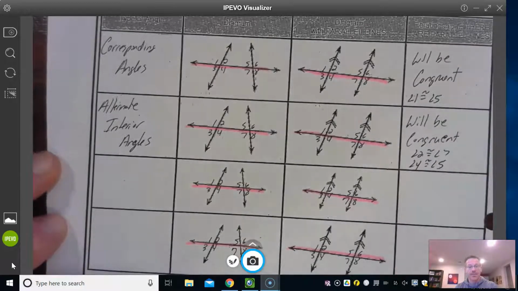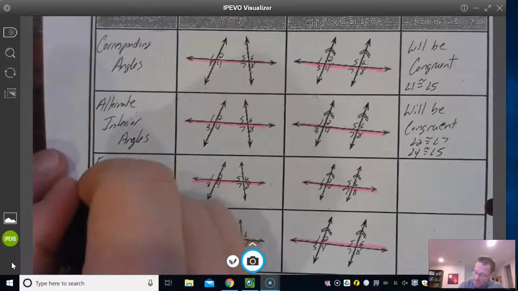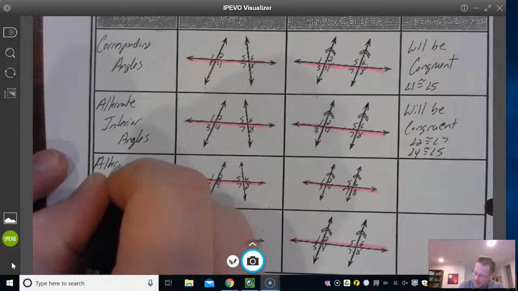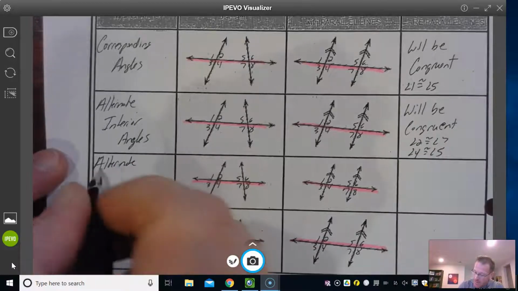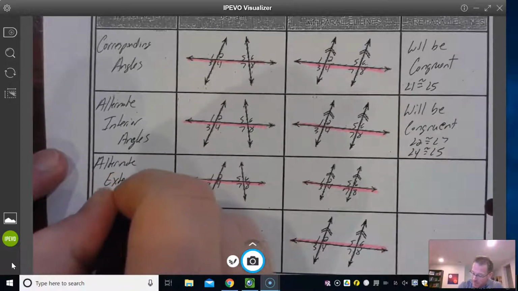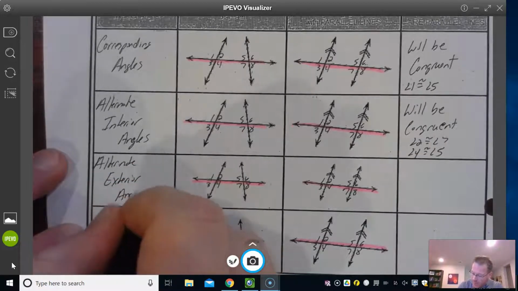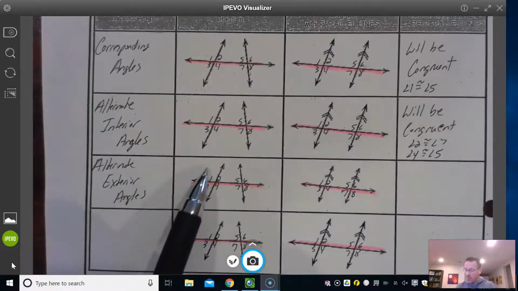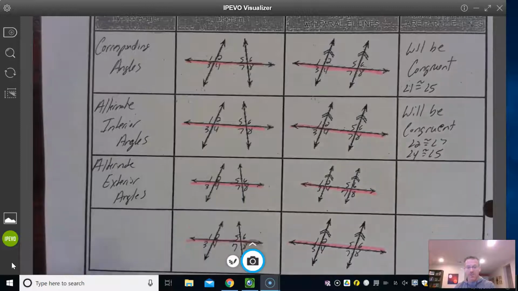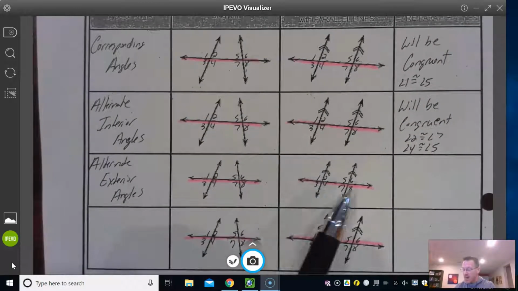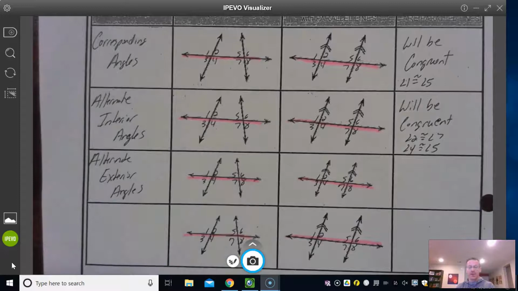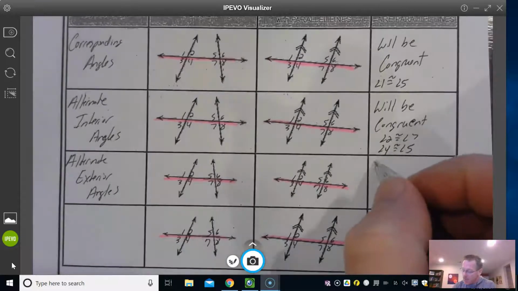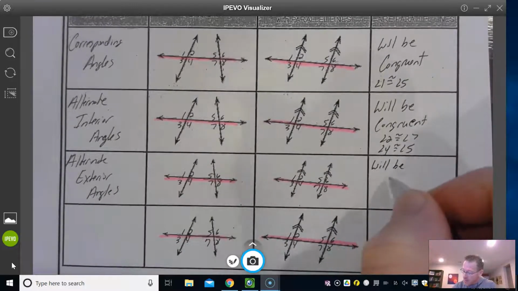And then if we move on to alternate exterior angles. My brain froze up there for a second, even though I just wrote alternate right above there. Once again, we can identify. So 1 and 8 are alternate, 3 and 6 are alternate. Even with parallel lines, 1 and 8 and 3 and 6 are still alternate exterior angles. But now, once again, when those lines are parallel, a relationship occurs, and these will also be congruent.